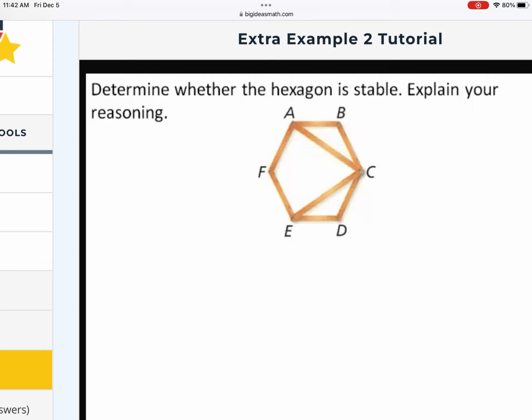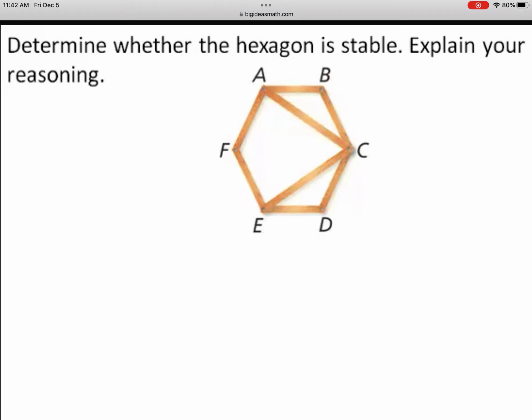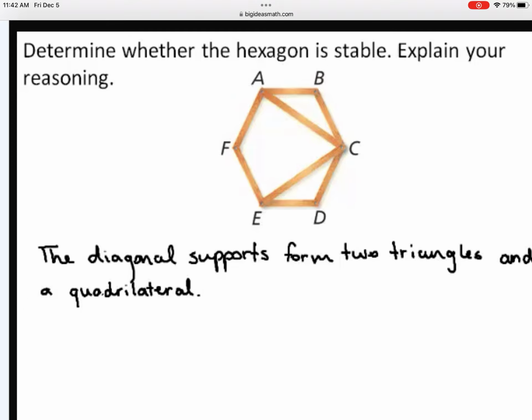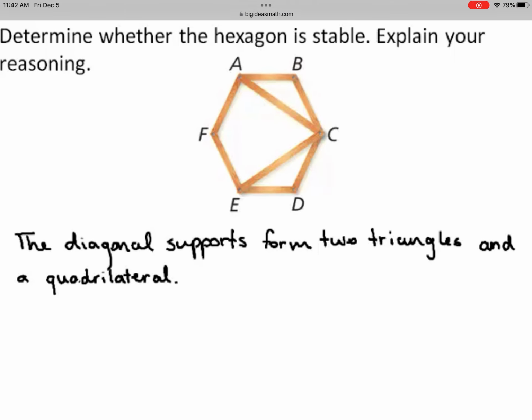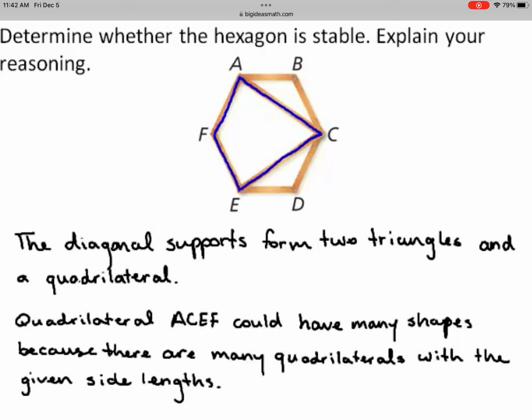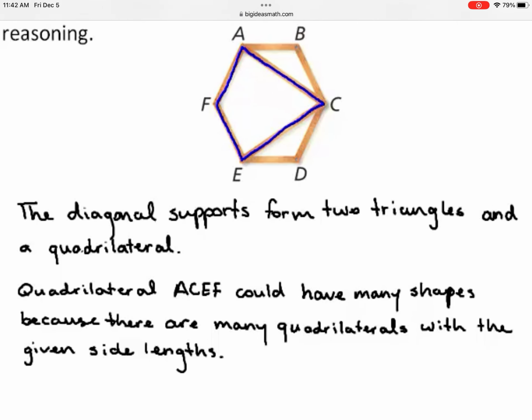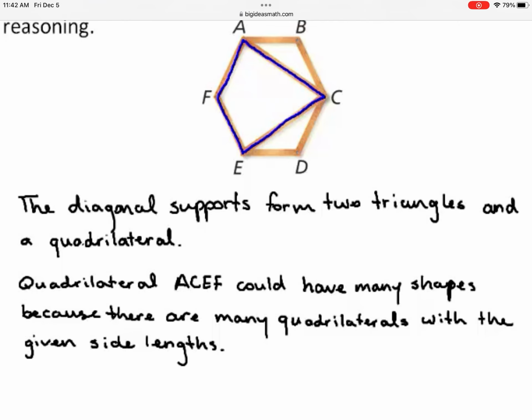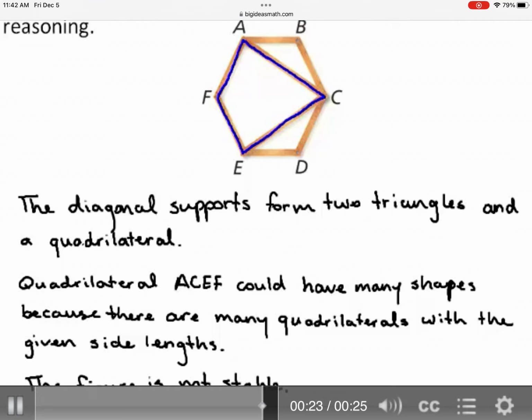Determine whether the hexagon is stable. Explain your reasoning. The diagonal supports form two triangles and a quadrilateral. Quadrilateral ACEF could have many shapes because there are many quadrilaterals with the given side lengths. So this means that the hexagon could move because the quadrilateral could change shape. So thus the figure is not stable.